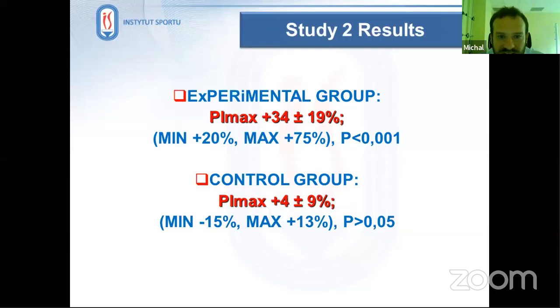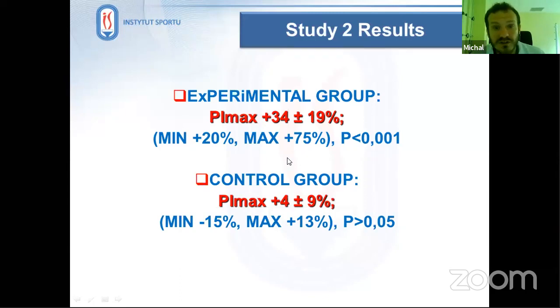If we see the results, maximal pressure in the experimental group increased about 30 to 34% in mean, but all athletes have improved in inspiratory muscle strength about 20 to 75%. So it was a very effective kind of training that was conducted on the high performance athletes. So we need to know that those were athletes preparing for Olympic Games, so on the highest level of performance.